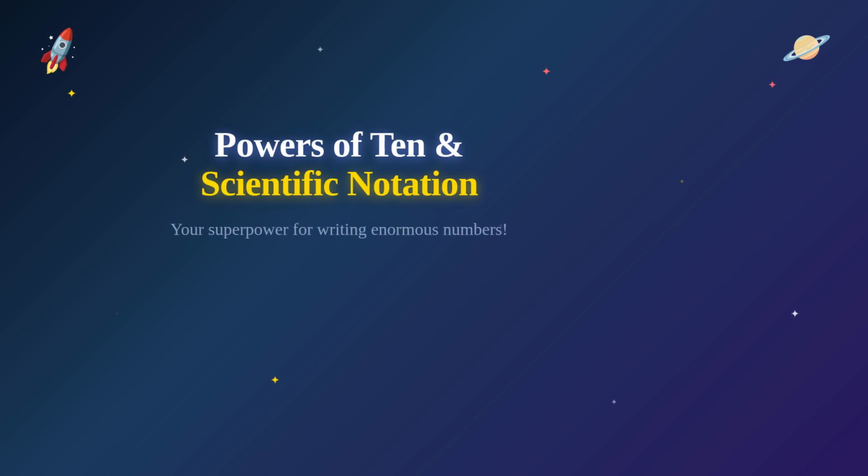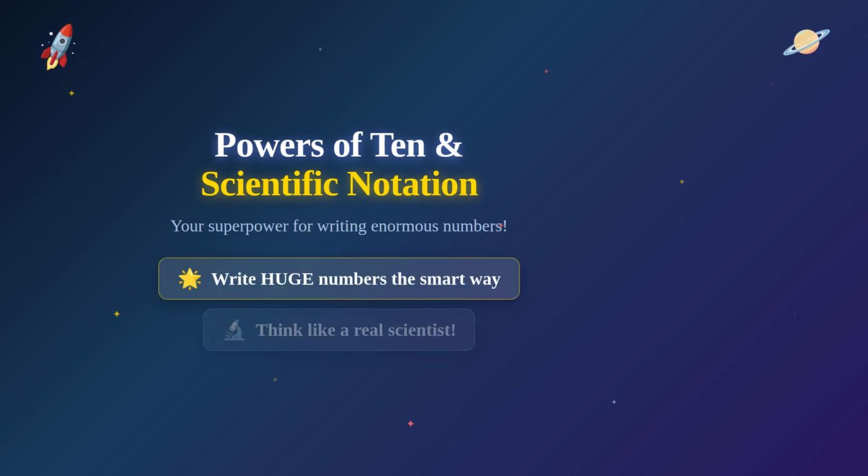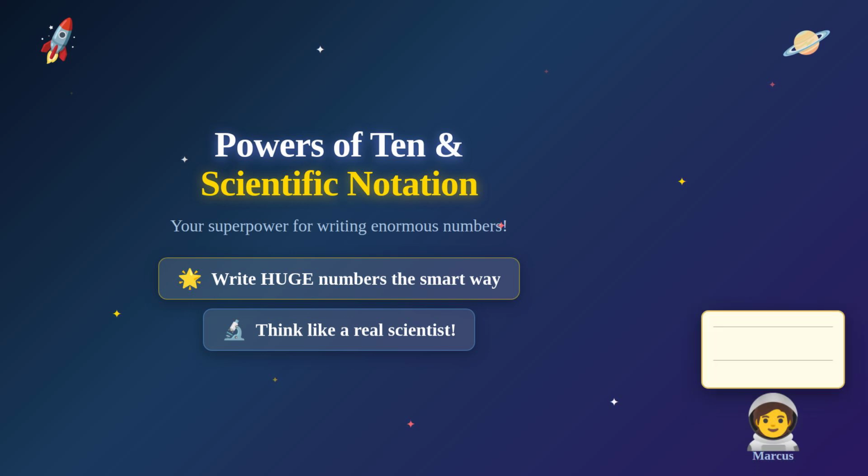Meet Marcus. He just found out that the distance from Earth to the Sun is about 93 million miles. He tried writing it on his homework paper and nearly ran out of space. There has to be a better way, right? Well, today we're unlocking a superpower that scientists, astronomers, and mathematicians use every single day: scientific notation. By the end of this video, Marcus and you will write enormous numbers in seconds.